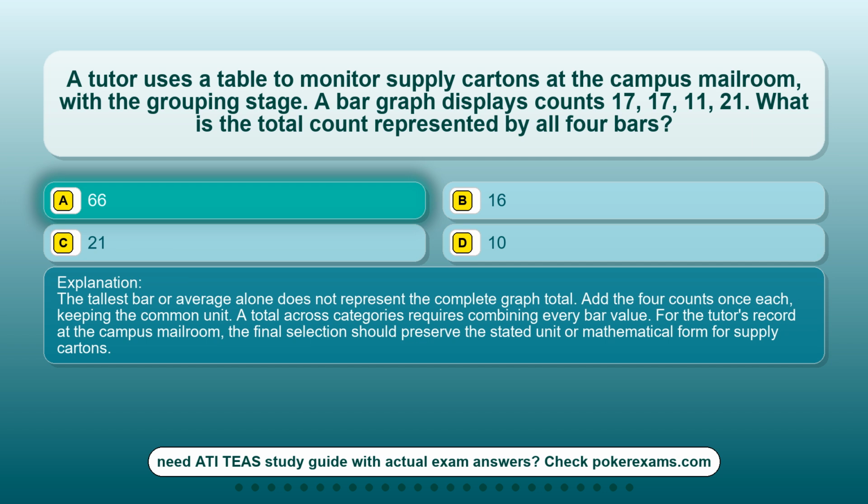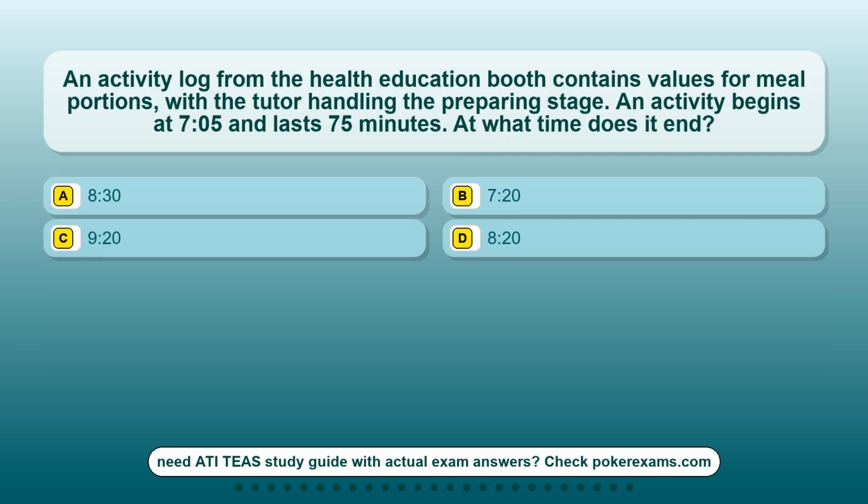For the tutor's record at the campus mailroom, the final selection should preserve the stated unit or mathematical form for supply cartons. Question 21. An activity log from the health education booth contains values for meal portions, with the tutor handling the preparing stage. An activity begins at 7:05 and lasts 75 minutes. At what time does it end? Option A, 8:30. Option B, 7:20. Option C, 9:20. Option D, 8:20.